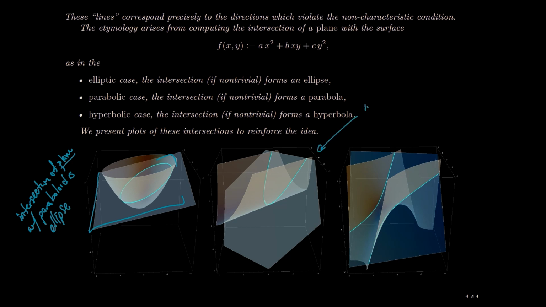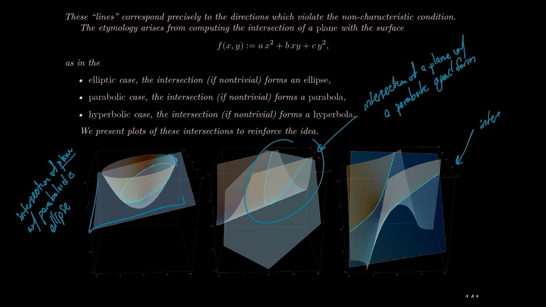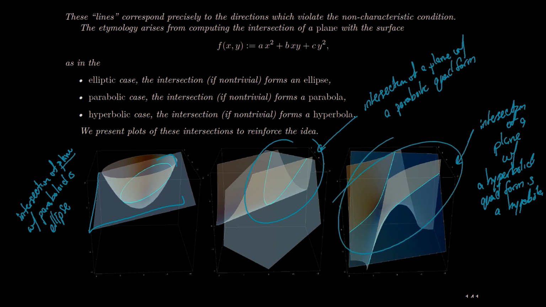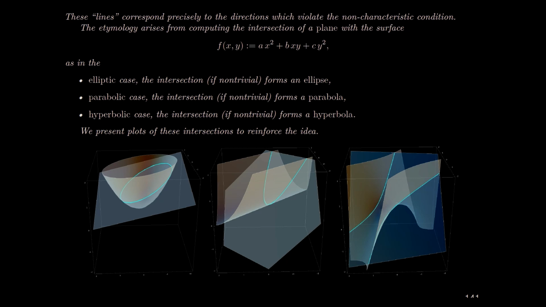The intersection of a plane with, as you call it, a parabolic quadratic form is a parabola, as you can see there. And finally, the intersection of a plane with a hyperbolic quadratic form is a hyperbola. So there's the hyperbola graphed in the intersection. So that's where elliptic, parabolic, hyperbolic are arising from.